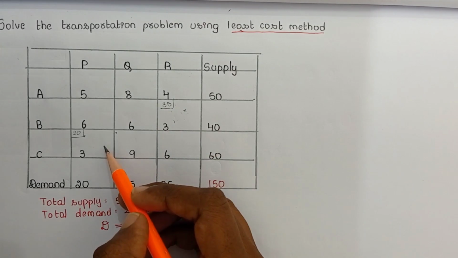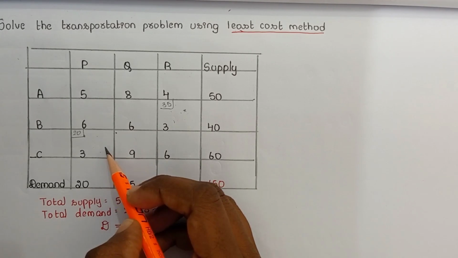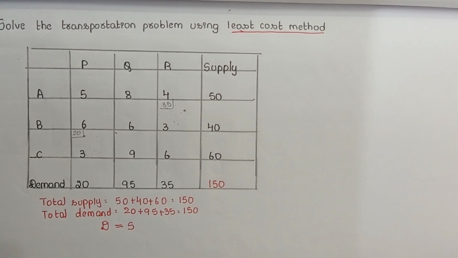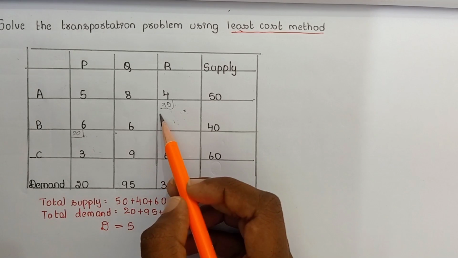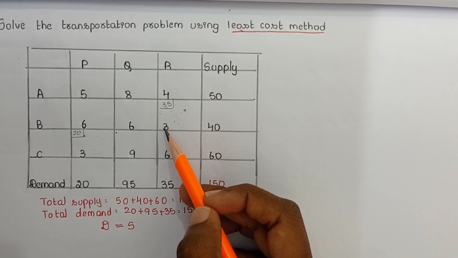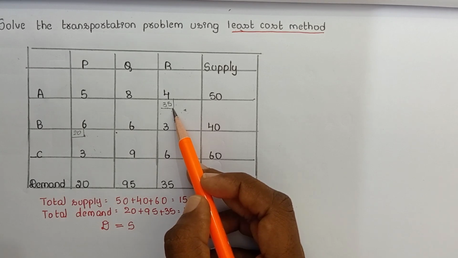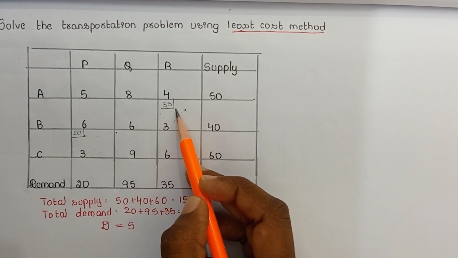Because here I can just transport the 20 units for 30 rupees. So now I just have to reduce the transportation cost of an organization. So I will select this because I can transport the maximum amount of goods at the least cost. So here the maximum allocation is 35 when compared to 20. So I will select this cell for allocation first.